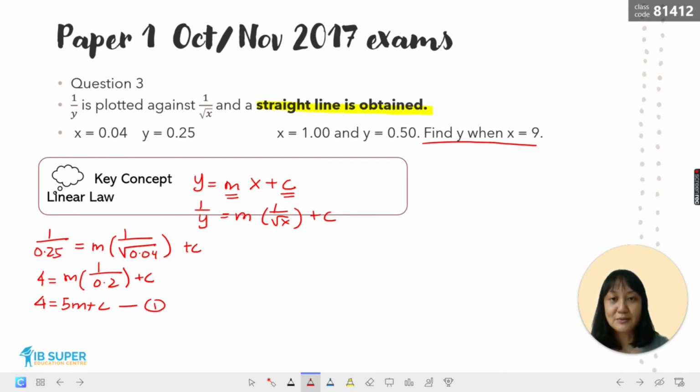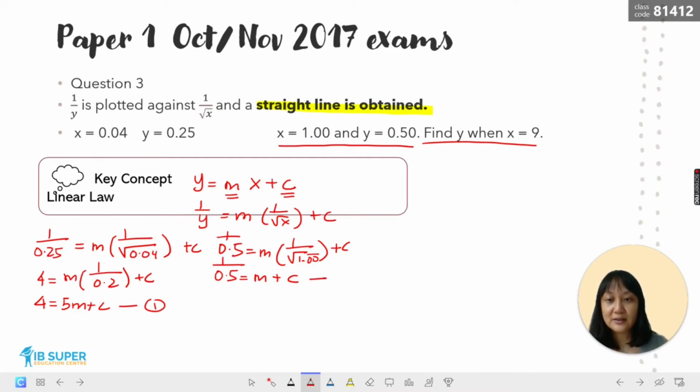In the next one, we're going to substitute x equals 1 and y equals 0.5. So 1 over 0.5 equals m times 1 over square root 1, plus c. So that gives you 2 equals m plus c. I'm going to write this down as the second expression: 2 equals m plus c. So 4 equals 5m plus c is your first expression, and 2 equals m plus c is your second expression.